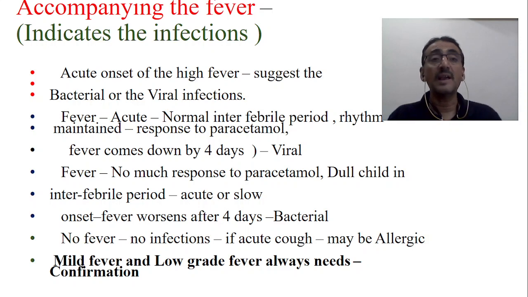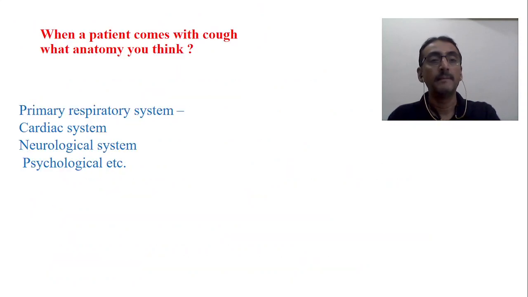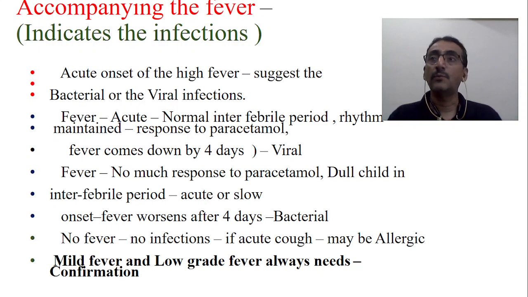Now, suppose it is accompanied by fever, then what do we have to do? Suppose a cough is there and there is a fever. The presence of fever always indicates an infection. That infection may be either bacterial or viral. Suppose a patient comes with a cough and also fever, and the fever is of acute onset. Acute onset of high fever can be seen in both bacterial and viral infections.